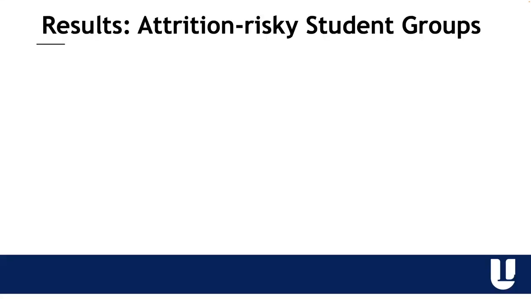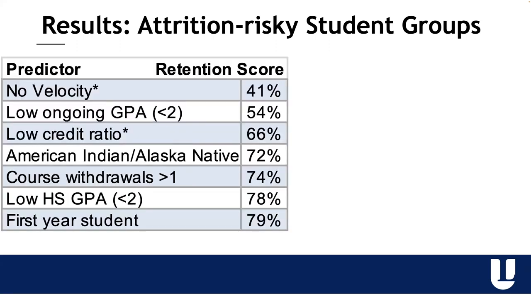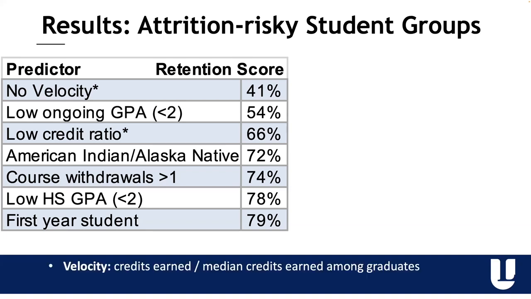The retention model not only gives us the retention score of individual students, it also implies important predictors to help identify attrition-risky student groups who have a lower retention score and need special attention from our student services. The first important predictor is velocity, which is calculated by students' credits earned divided by the median credits earned by all previous college graduates at LaSalle. So velocity indicates the credit earning progress of a student compared to a previous successfully graduated student.